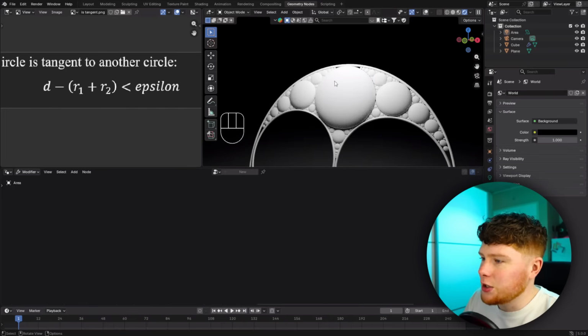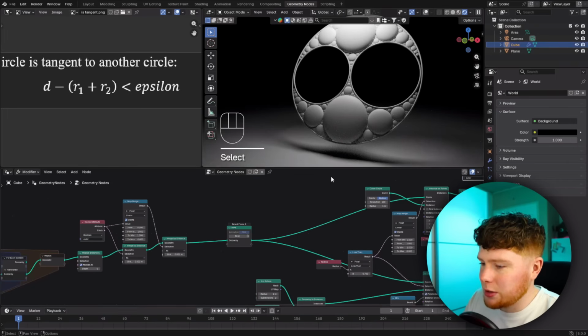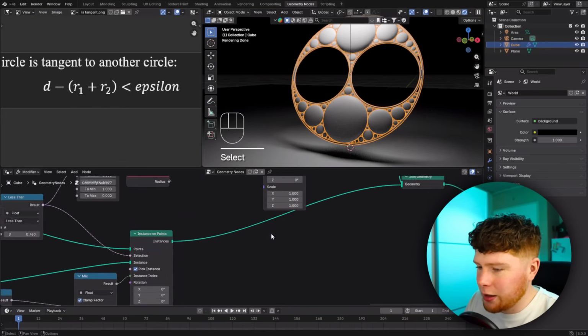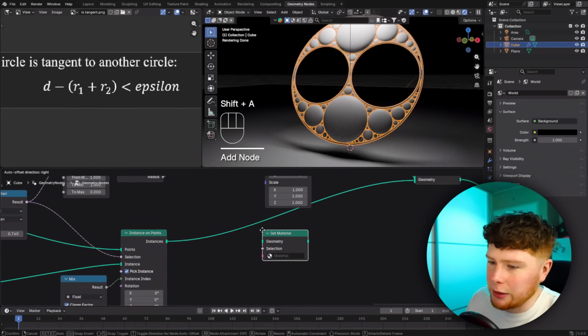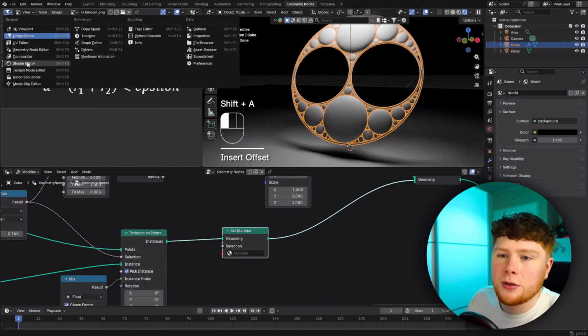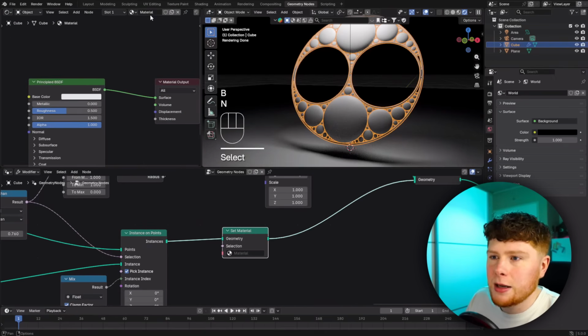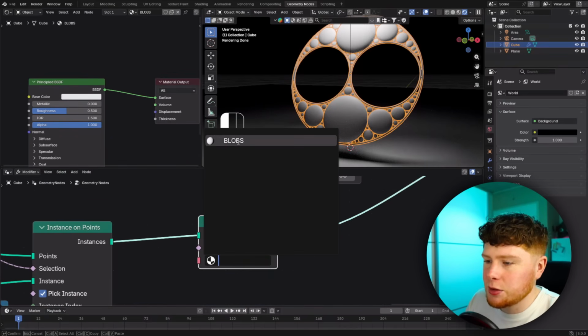Let's first give each icosphere a material. So let's click on it and go over here and let's do a set material node. And let me also go into the shader editor over here. Let's name this material blobs and let's also assign it in geometry nodes like this.